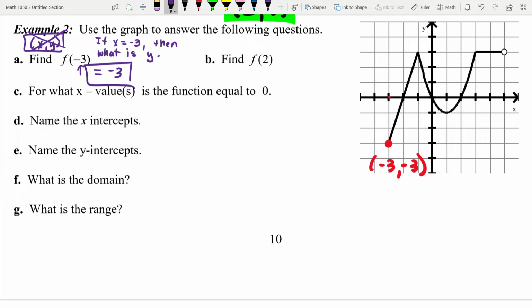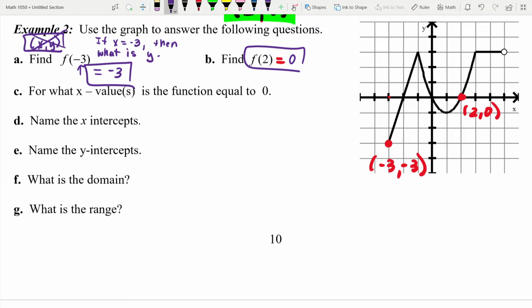Okay, the next one. Find f(2). 2 is an x value. Go to an x value of 2. Move to the point on the graph. Well, that's right where I was, right? That ordered pair is (2, 0). Everybody in the room, tell me the answer to the question. Just 0. Very simple, okay?